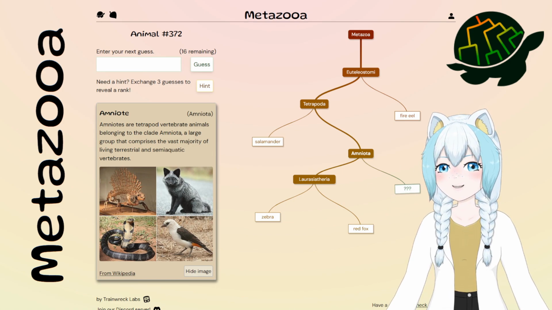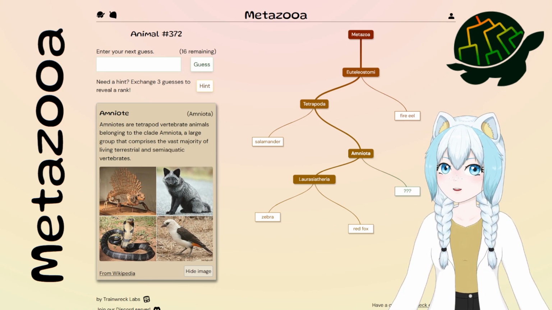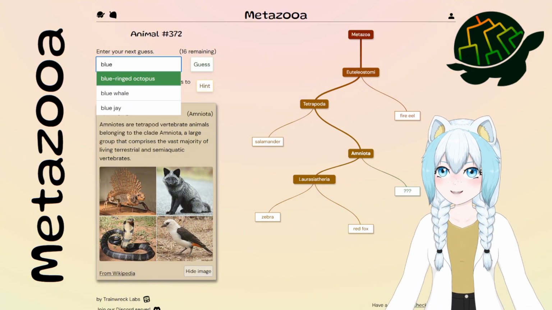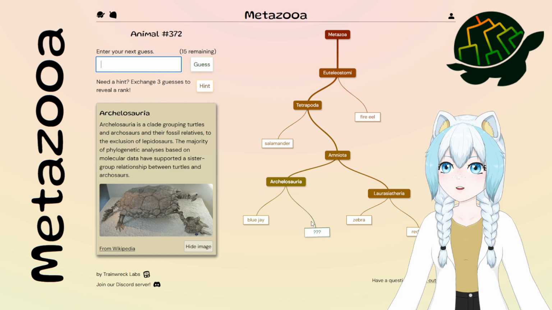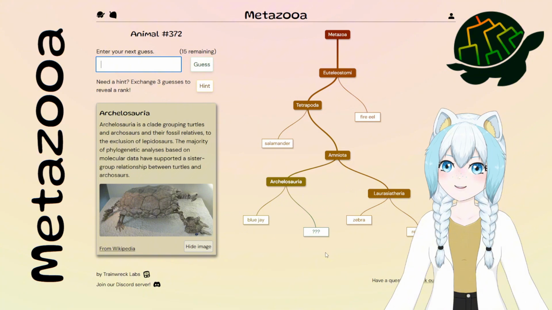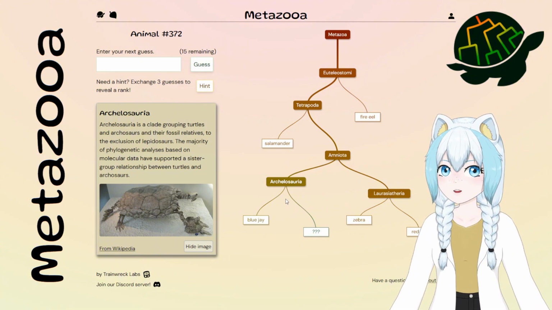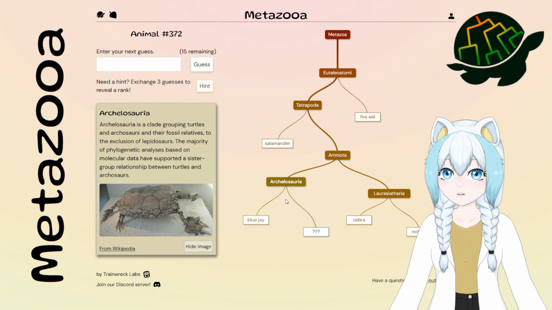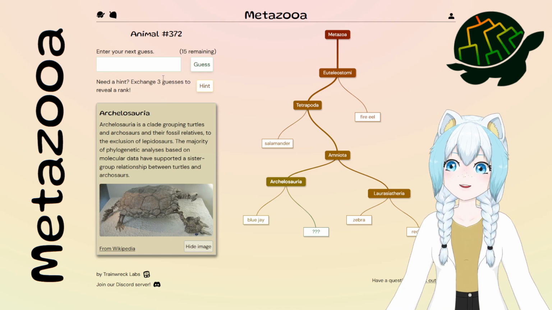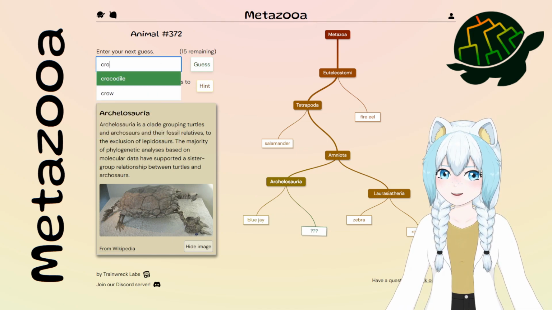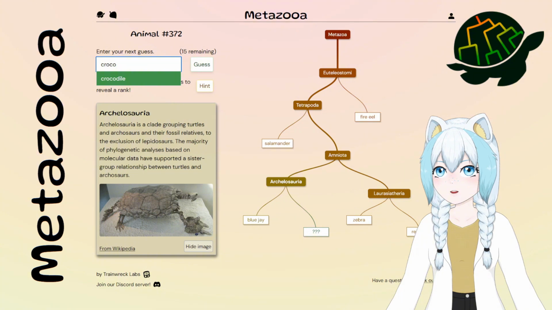We still have plenty of guesses. The game is very generous in the amount it gives you. Let's try a blue jay. I like blue jays, they're cute. So we're in the Archelosauria clade, which includes things like birds and turtles. The whole birds or dinosaurs thing isn't too far off, hence why crocodiles are actually semi-closely related. Let's try a crocodile then.